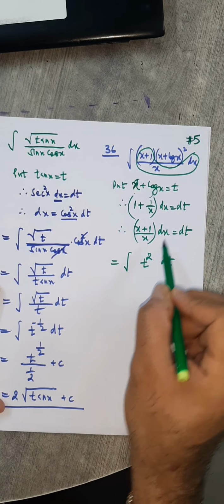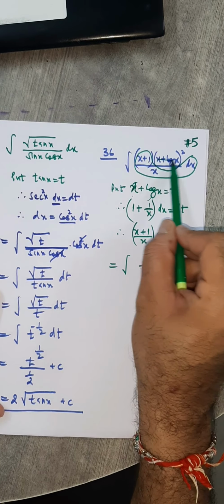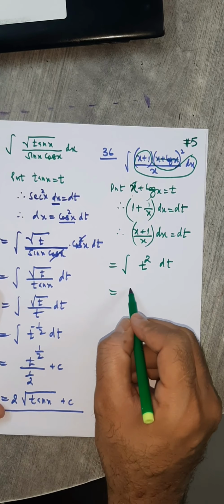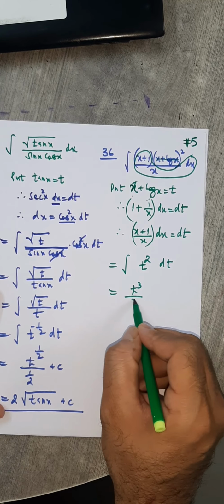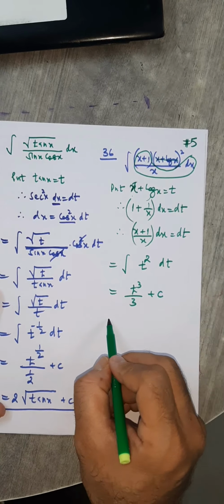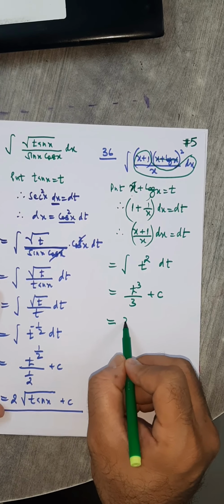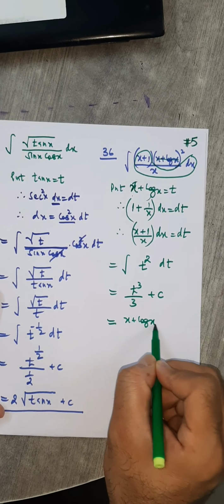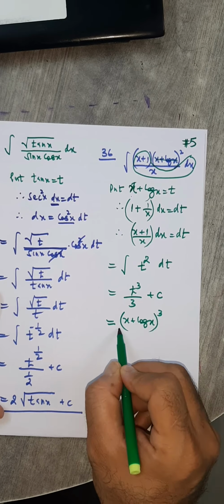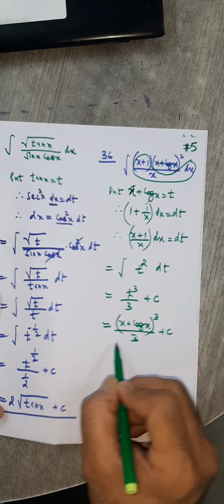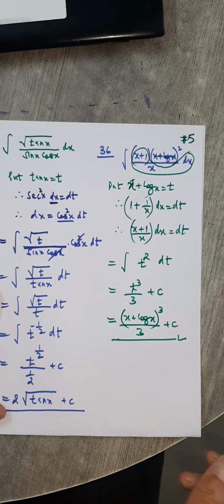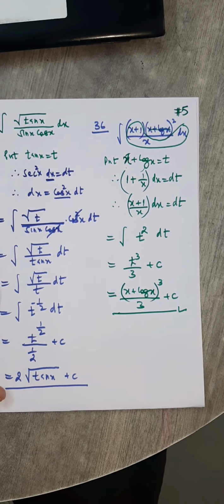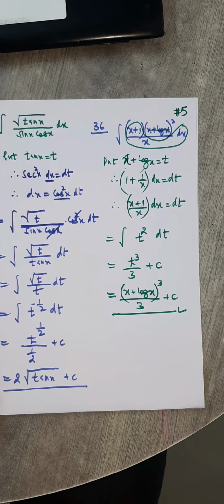So the above question is reduced to the integral of just dt, and here you have t squared. This was your t, so t squared. And now this is t cube by 3 plus c. But what is t? That is (x plus log x) the whole cube upon 3 plus c. This is your answer, just resubstituting the value of t here.